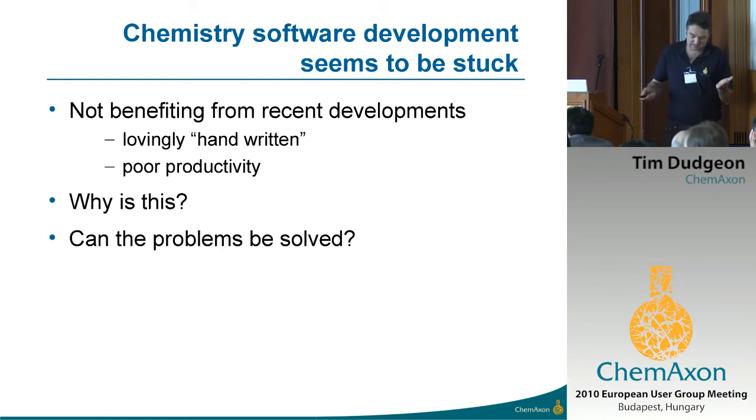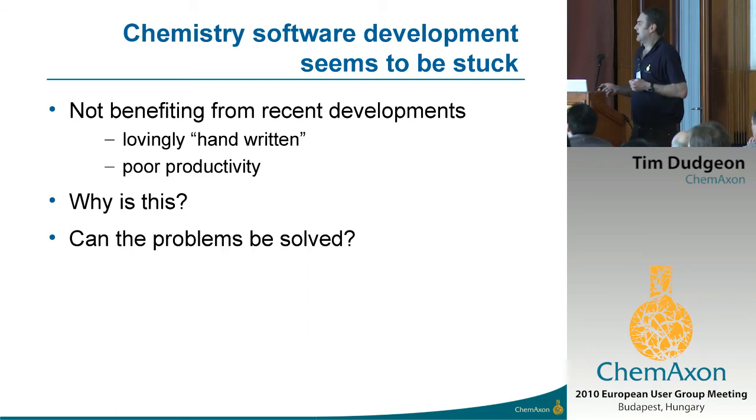But chemistry is different. It seems to be stuck doing it the old way. Things are lovingly handwritten, like longhand, and that results in relatively poor productivity. Why is this? And can we solve it?